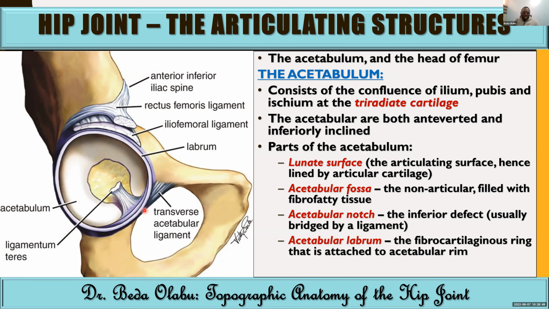Then we have what we call the acetabular labrum. The acetabular labrum is this thing here. This is a fibrocartilaginous ring that surrounds the rim of the acetabulum. It goes all around over the lunate surface as well as even over the acetabular notch.